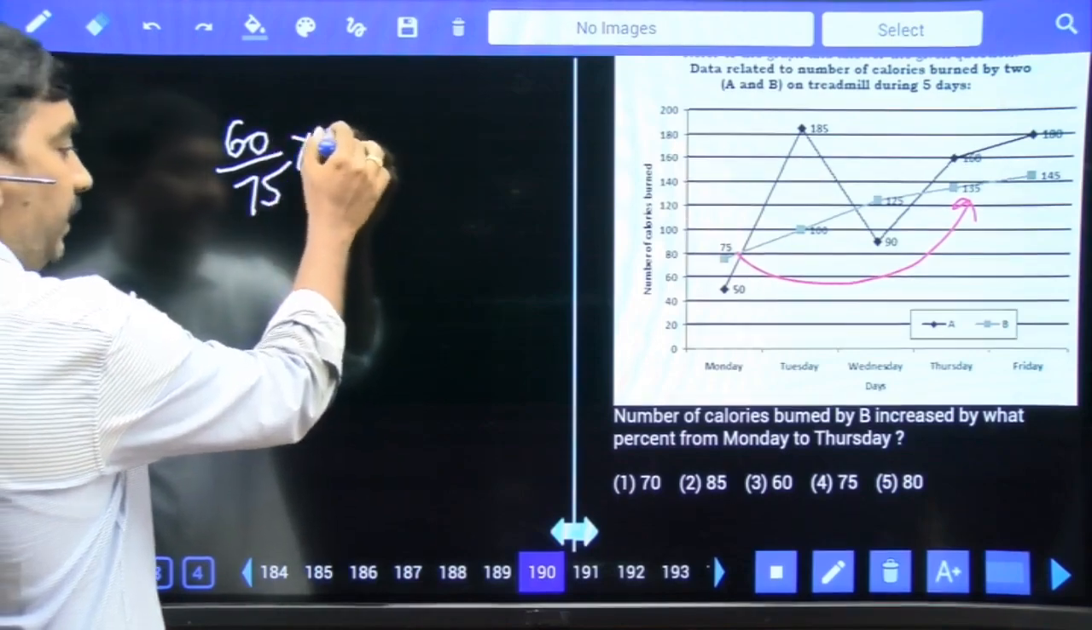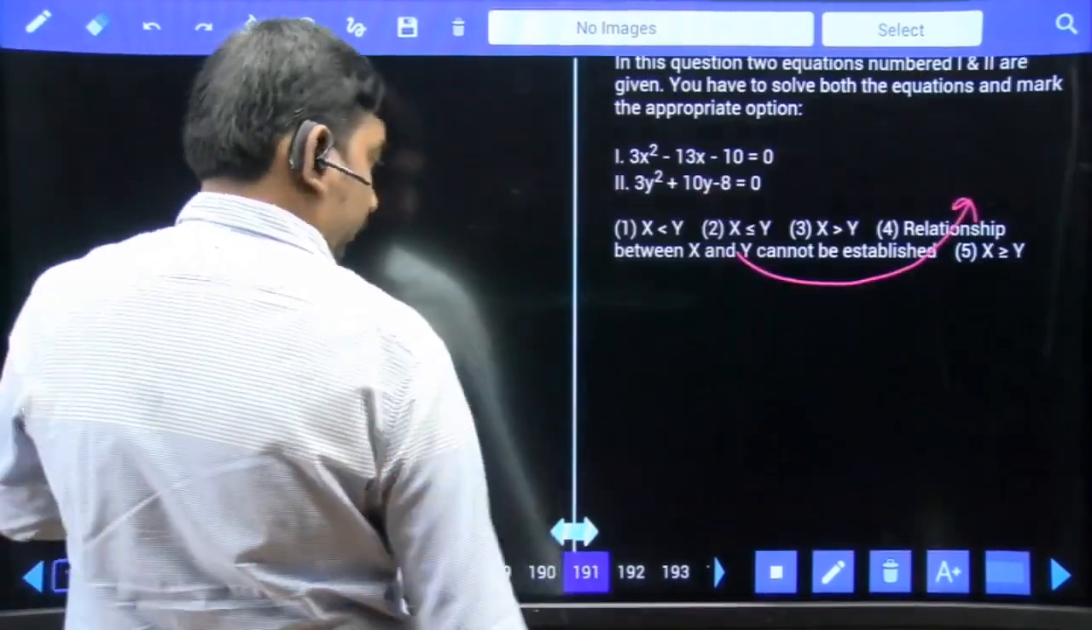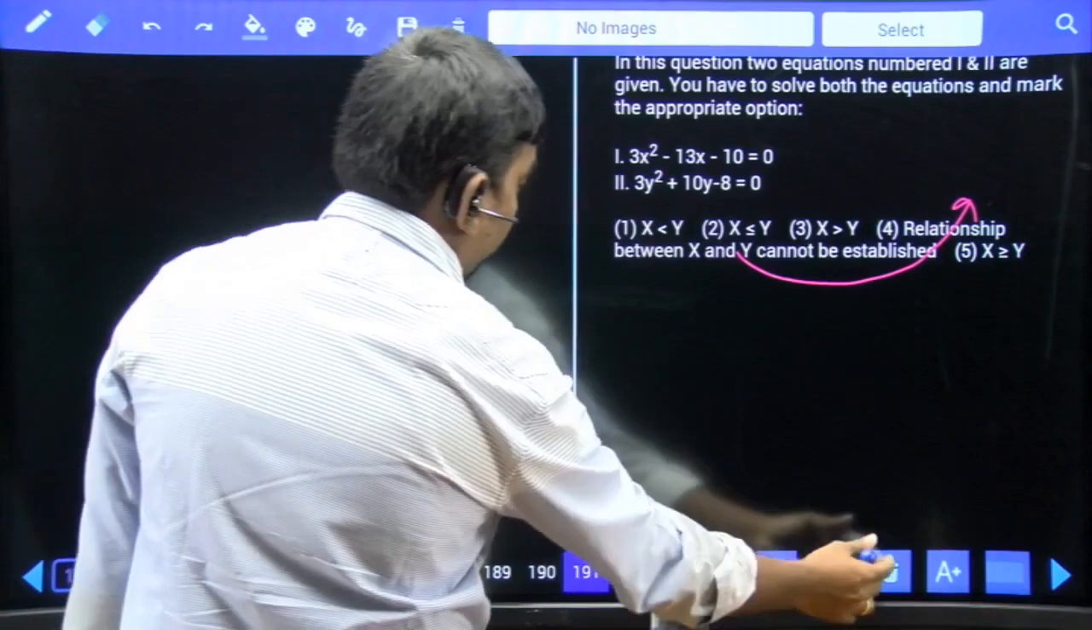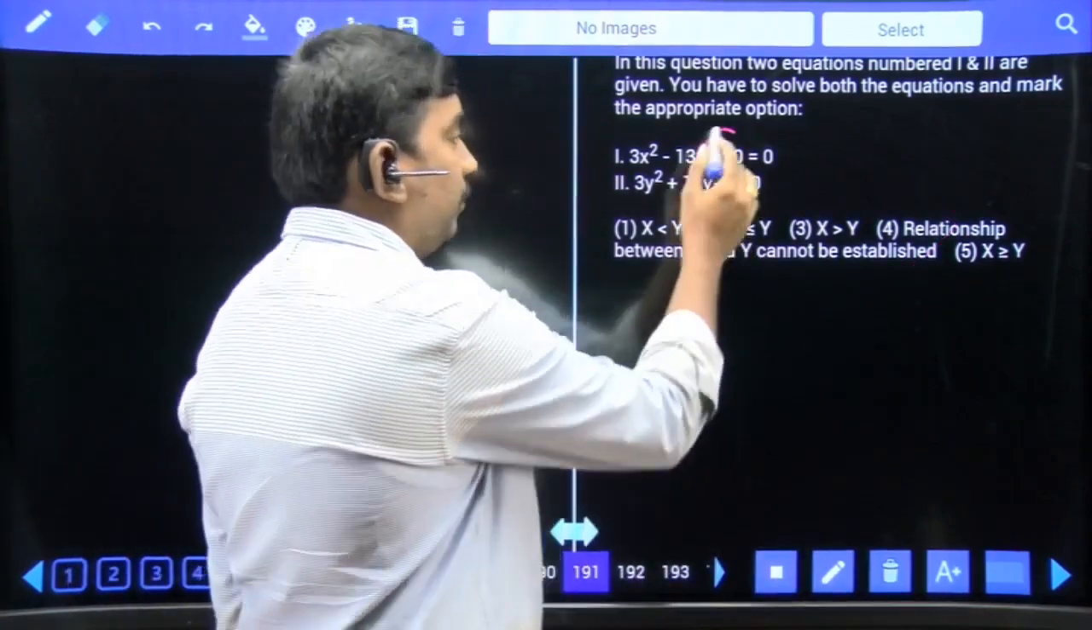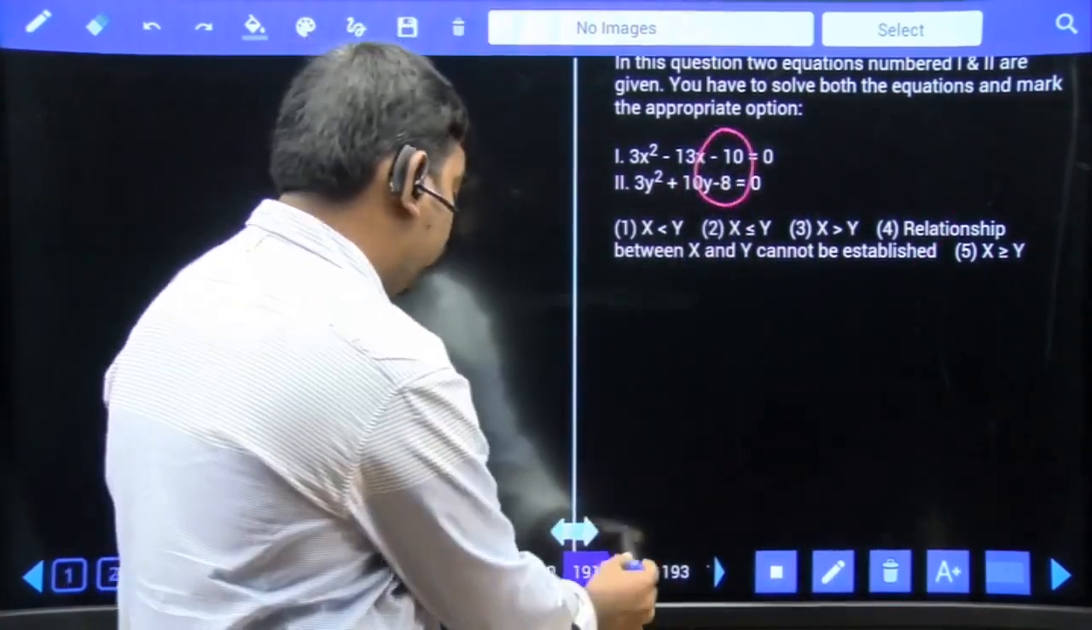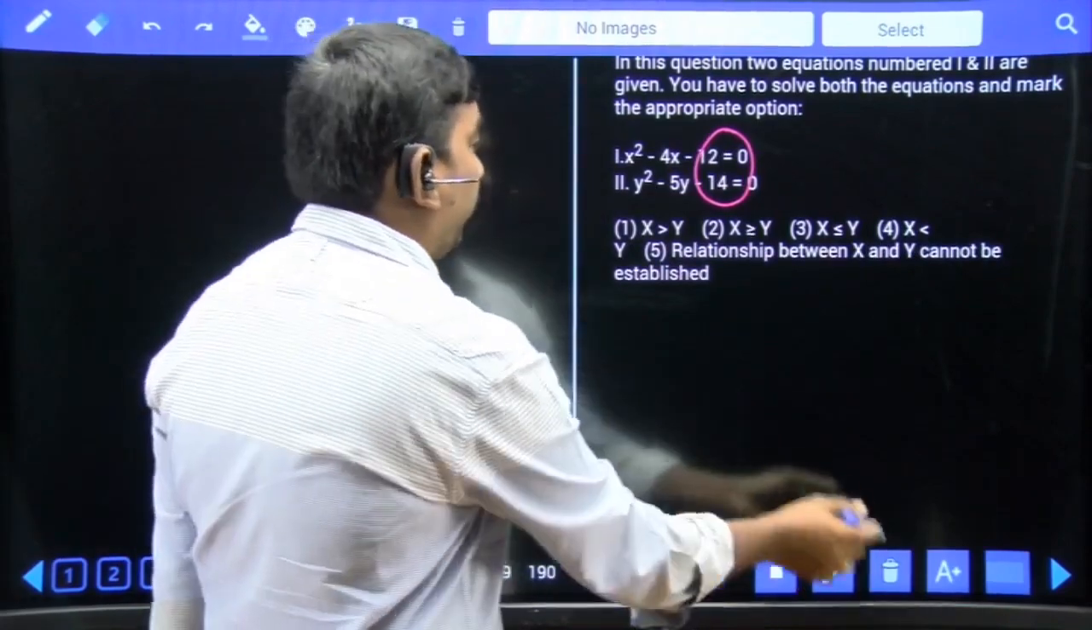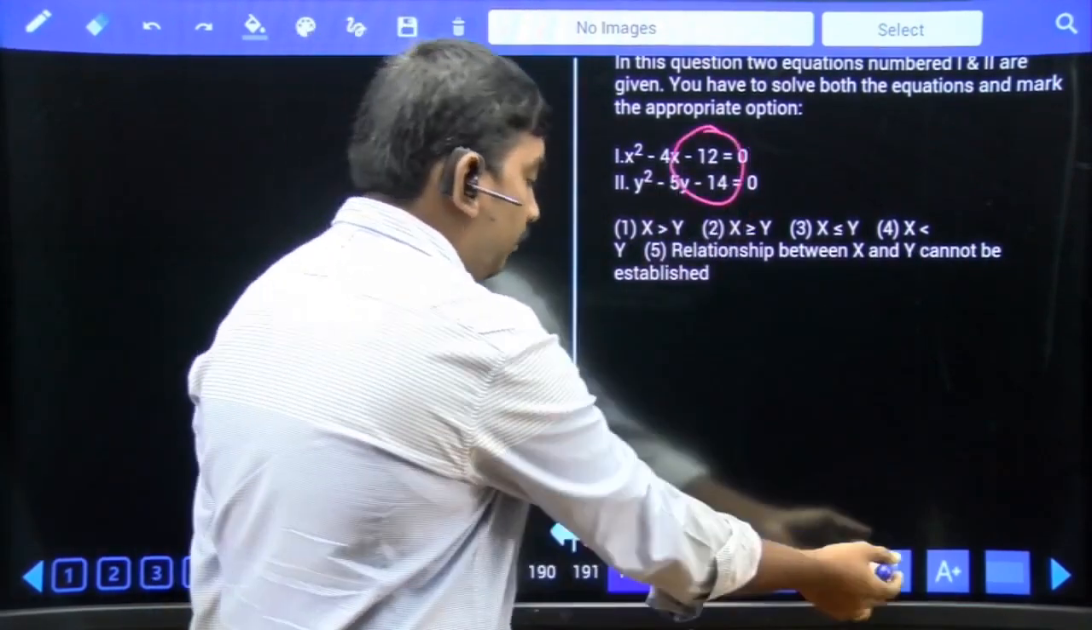4 by 5 means 80%. Quadratic equations. Product of roots is negative, so answer is no relation. Here also same, product of roots is negative, so answer is no relation.